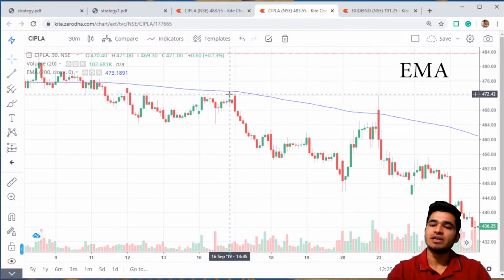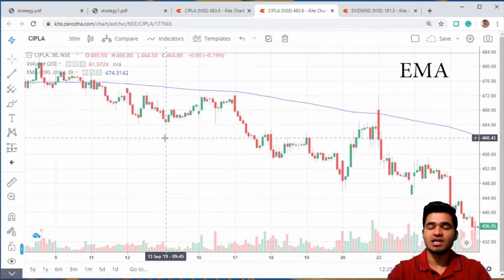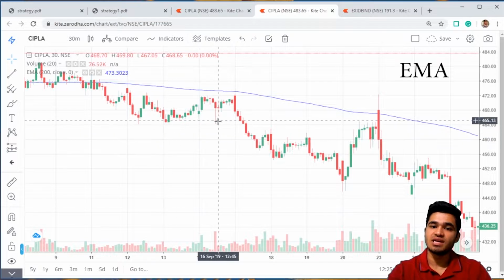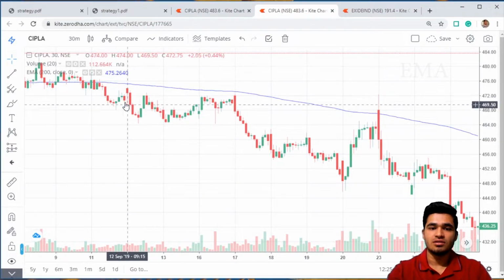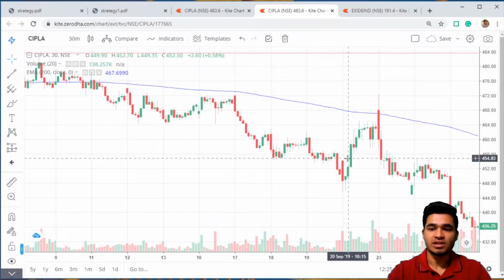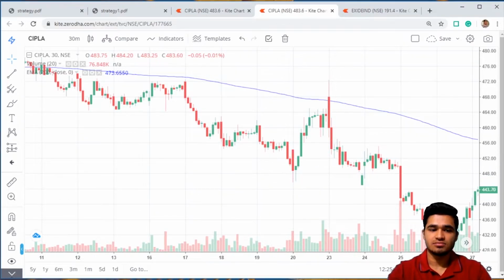The EMA line will tell you what trend the candles are in. So if the candles are below the EMA, it is called a downtrend. If they are above the EMA, it is called an uptrend. You can see these candles moving in a downtrend form. In a downtrend, you need to sell. I'll teach you how to sell.